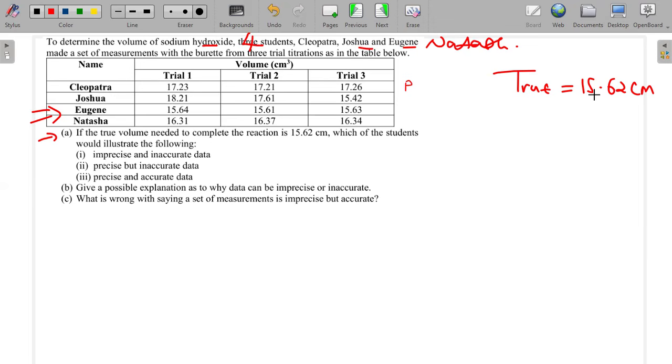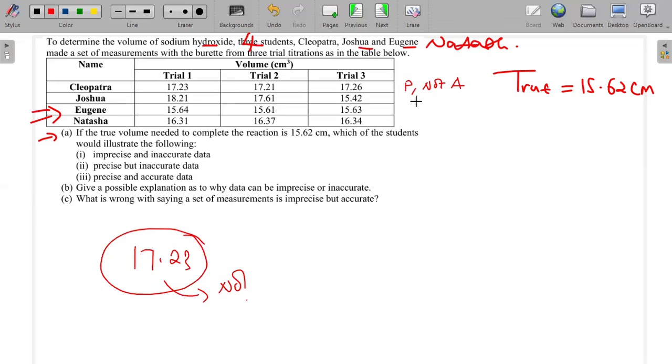On your calculator, you put 17.23 plus 17.21 plus 17.26, then you divide by 3. So I'm going to get my average for Cleopatra. It will be 17.23. Now, is this 17.23 closer to this 15.62? The answer is no. So for the first student here, who is Cleopatra, it will be precise but not accurate.